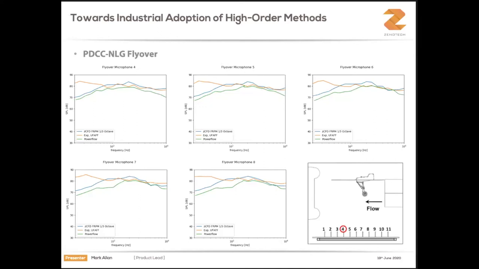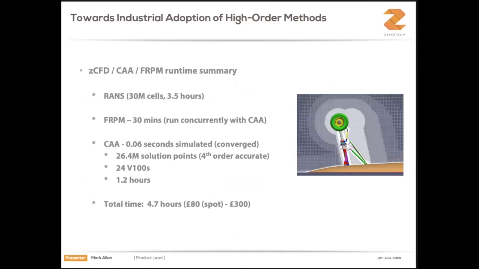And as you can see, certainly compared with the lattice Boltzmann methods, which have been shown to be particularly good in this regime, we seem to get very similar results. But as I say, we turn this around in about 1.2 hours, so we're probably an order of magnitude faster. So really, to summarise, we were able to do that kind of broadband noise simulation using the high order propagator and turn that around in less than 5 hours.